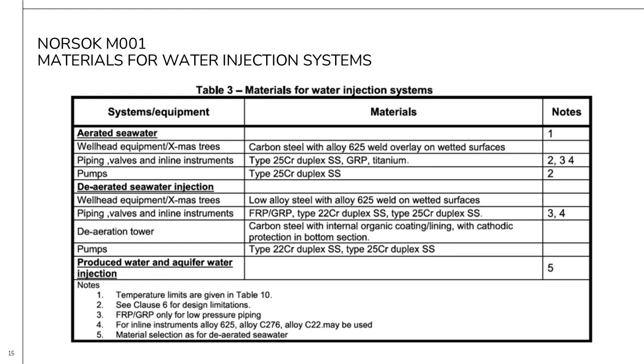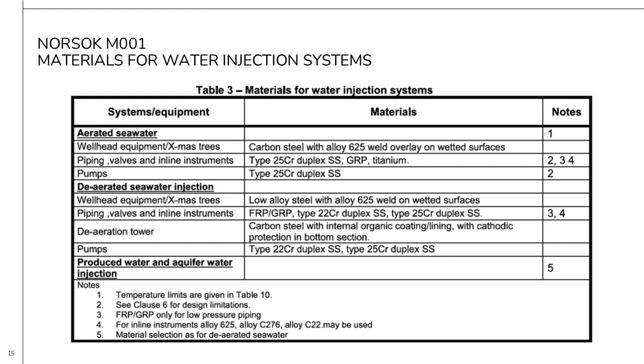The deaeration tower uses carbon steel with internal organic coating or lining, plus cathodic protection at the bottom section to prevent localized corrosion. Pumps are made from 22CR or 25CR duplex stainless steel. Section 3, produced water and aquifer water injection. For produced water and aquifer water injection systems, the material selection follows the same guidelines as for deaerated seawater. This is summarized in Note 5, Table 3.